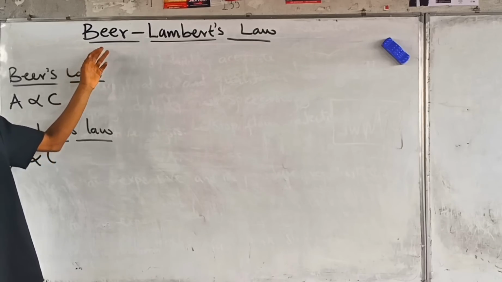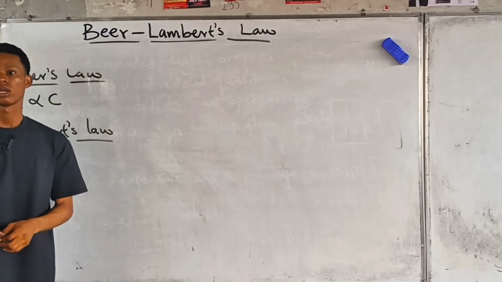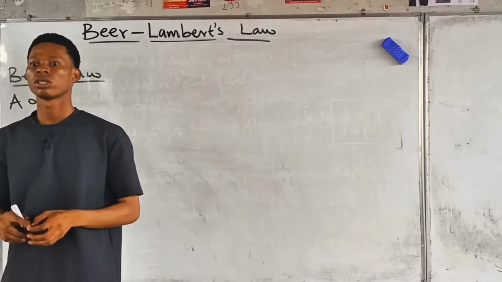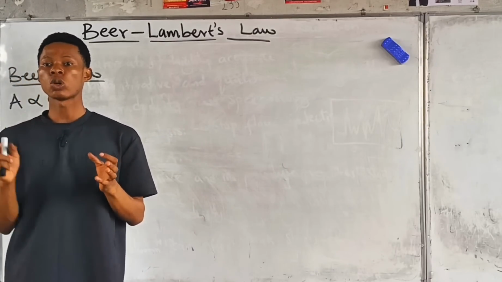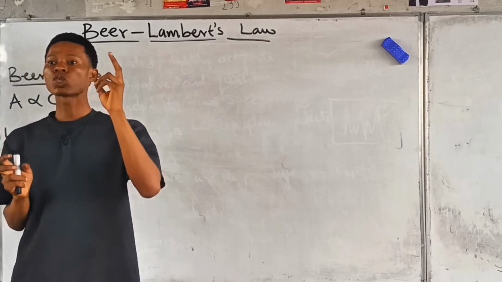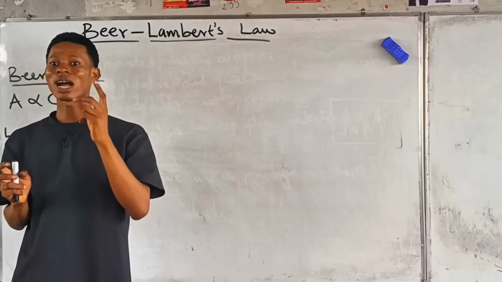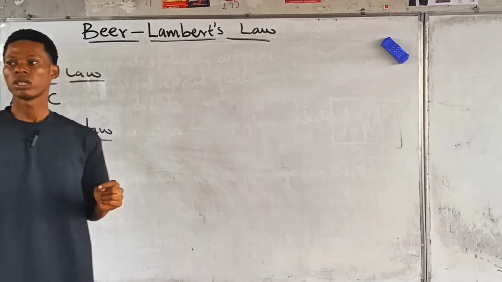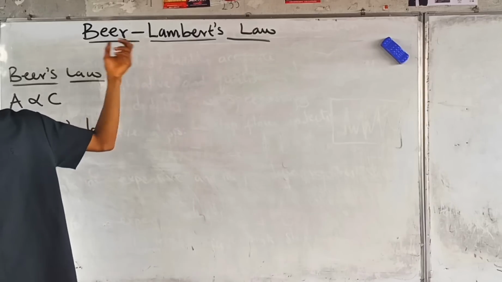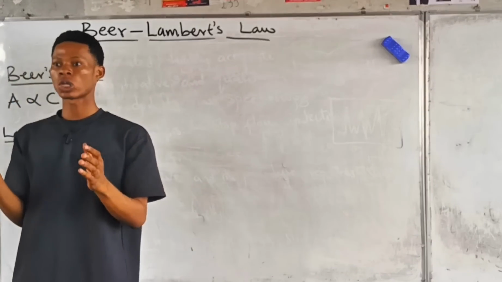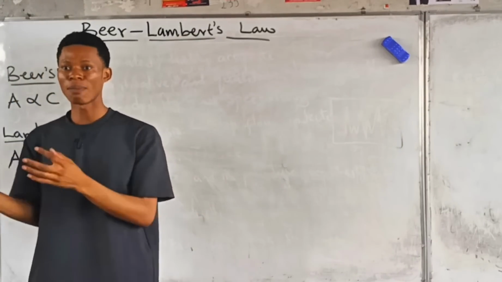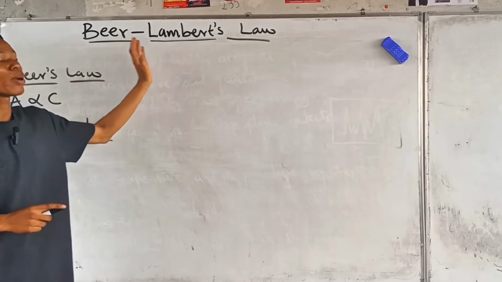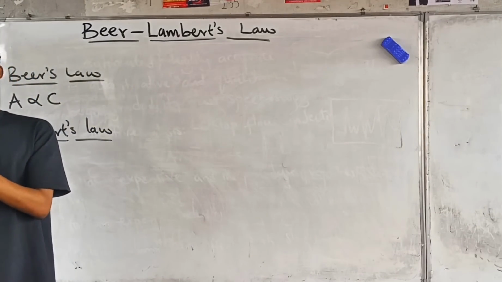So we're looking at Beer-Lambert's law. Beer-Lambert's law, those are the two laws of absorption of light. Beer-Lambert's law is actually a combination of two laws, Beer's law and what? Lambert's law. So we're going to take them part by part before we combine them together.